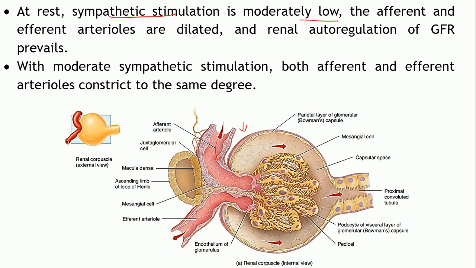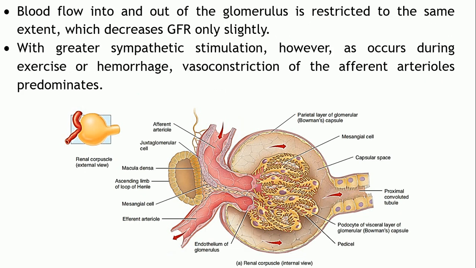Okay. So here at this condition, renal autoregulation takes care of the GFR. But with moderate sympathetic stimulation, both the afferent as well as efferent arterioles will constrict to the same degree. So blood flowing into and out of the glomerulus is restricted, right, because of the vasoconstriction of both these. This diameter will reduce. So what will happen? Blood flowing in as well as out will get decreased. So here only a slight decrease in the GFR will take place.